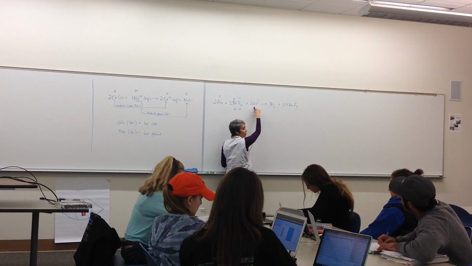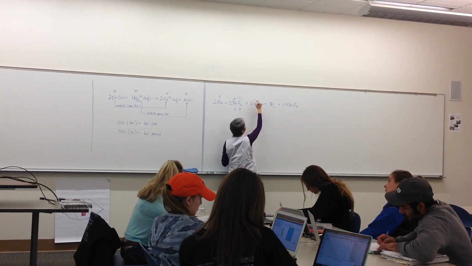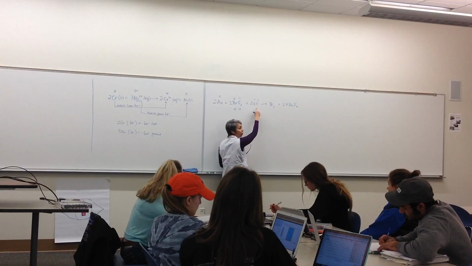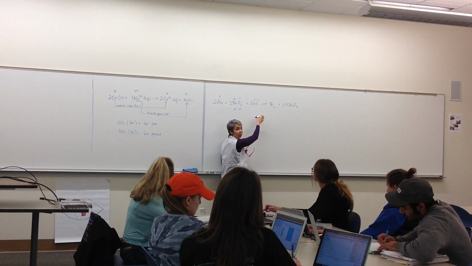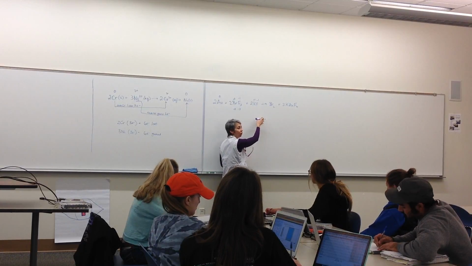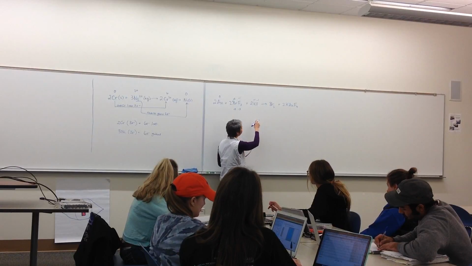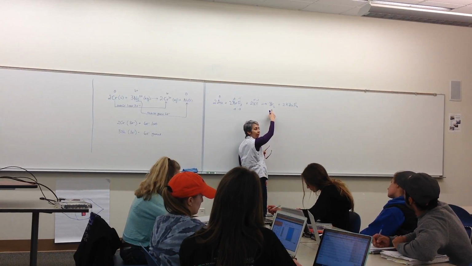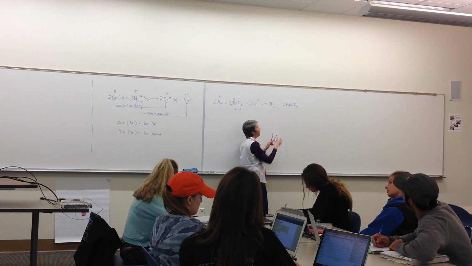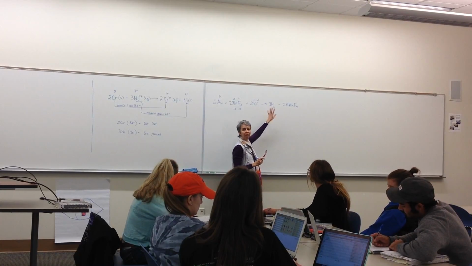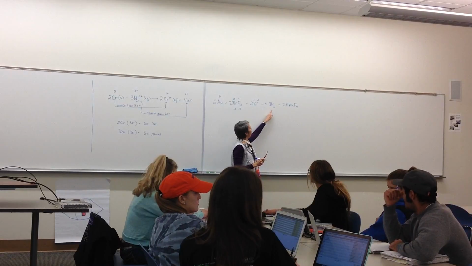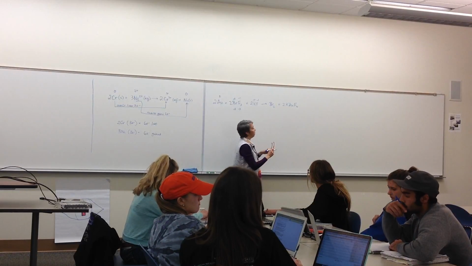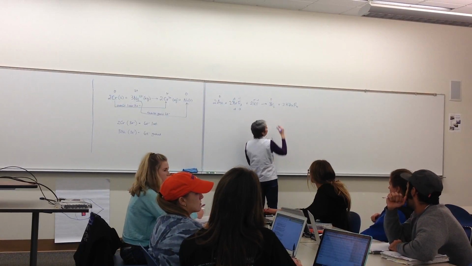-1, and what's potassium? +1. So this is an ionic compound, so if you looked at that and said, oh, I know those are ions, you could assign them just based on knowing what their charges are. What's bromine in this form, Br2? 0. So this is an example of an element. It's all by itself. It's not bound to any other kind of element. It's neutral, and so its oxidation number is 0.